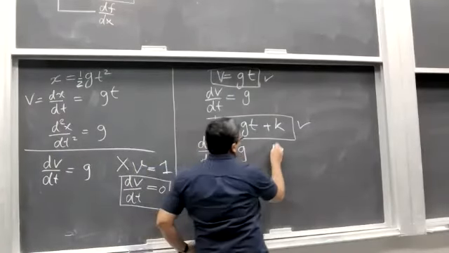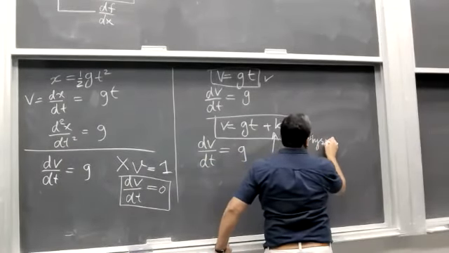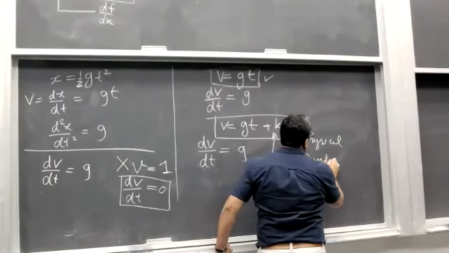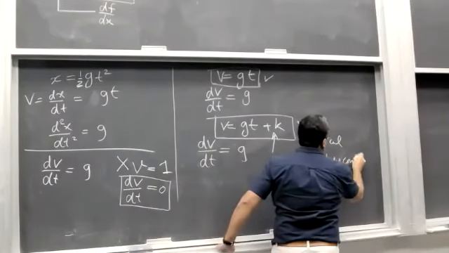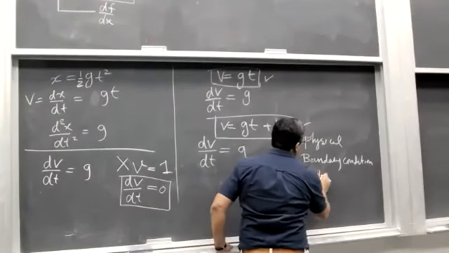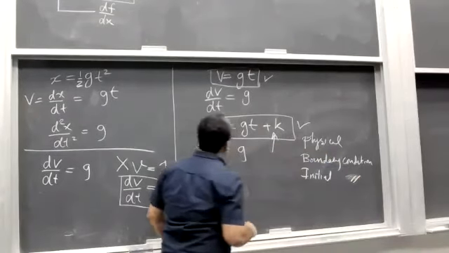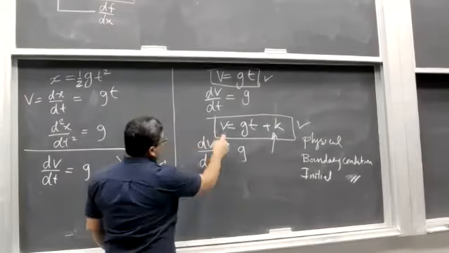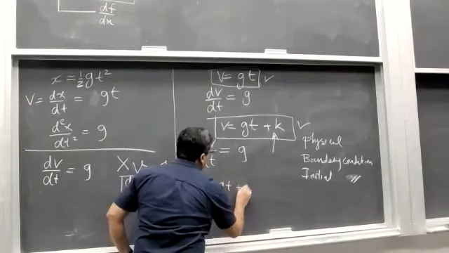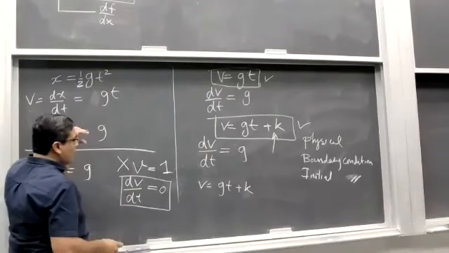So the value of K depends on the physical situation of the problem, or what we call the boundary conditions. Or sometimes they are referred to as initial conditions. And I'll explain what that means. So let's say we choose this guess, v is equal to gt plus K. And now think about the problem that we are studying.